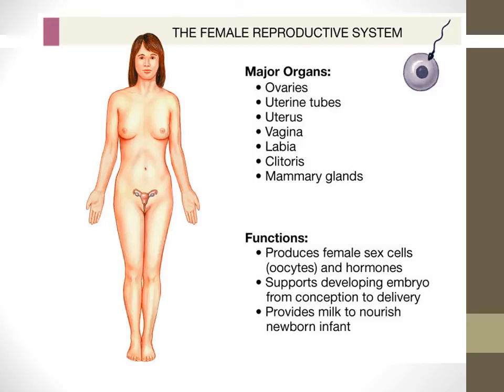The female reproductive system comprises the following organs, which are the ovaries, uterine tube, uterus, vagina, labia, clitoris, and mammary glands. Their function is to produce female sex cells, which are the oocytes, and hormones, and they support the developing embryo from conception to delivery, and they also provide milk to nourish the newborn.